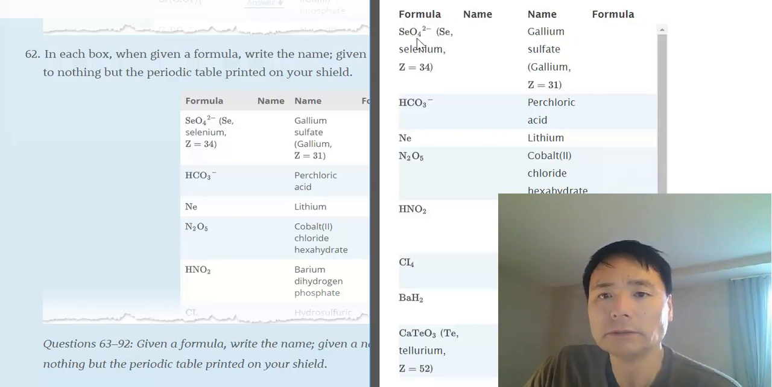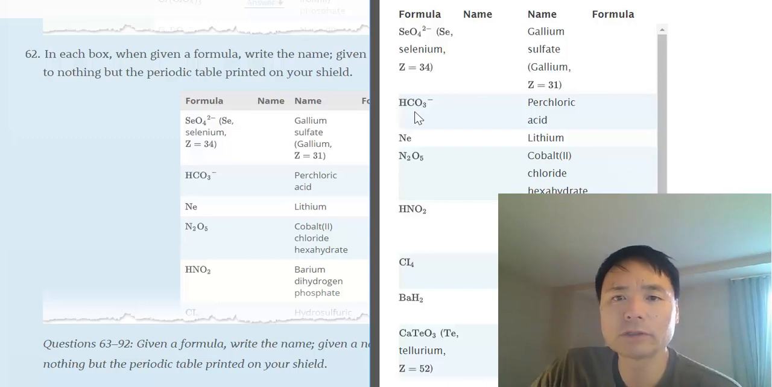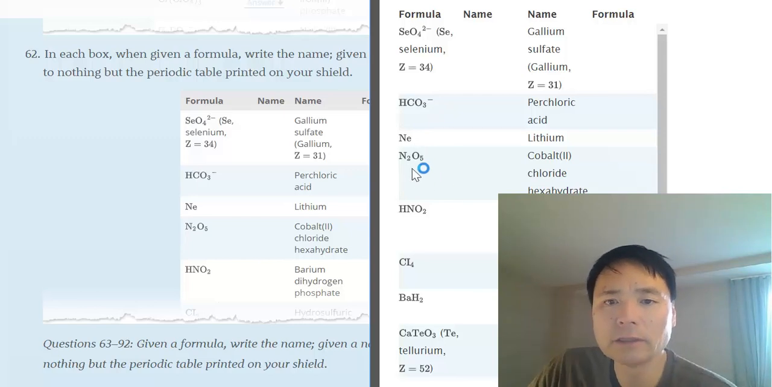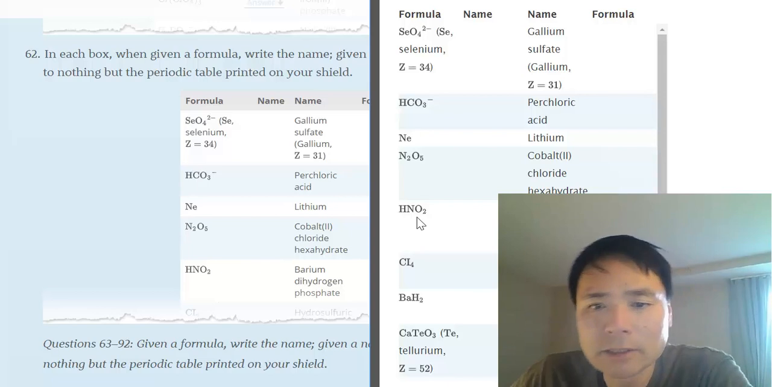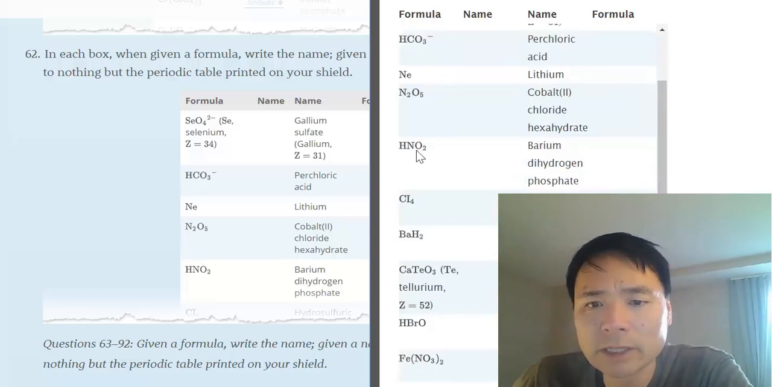Okay, SeO4 2 minus. Sulfate's SO4. This would be selenate. Selenate ion. Hydrogen carbonate or bicarbonate, we've seen that before. Neon element. This is binary molecular, 2 nitrogens and 5 oxygens. Dinitrogen pentoxide. Pentoxide.